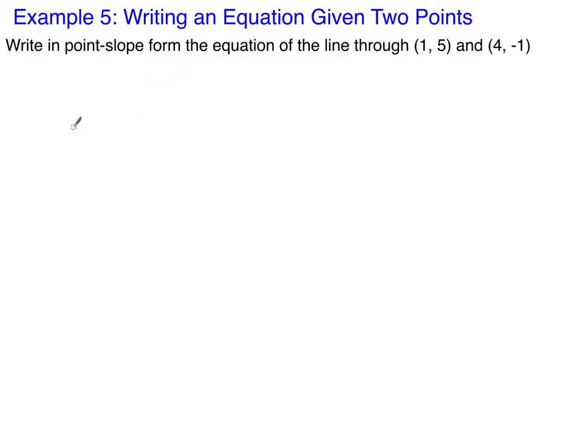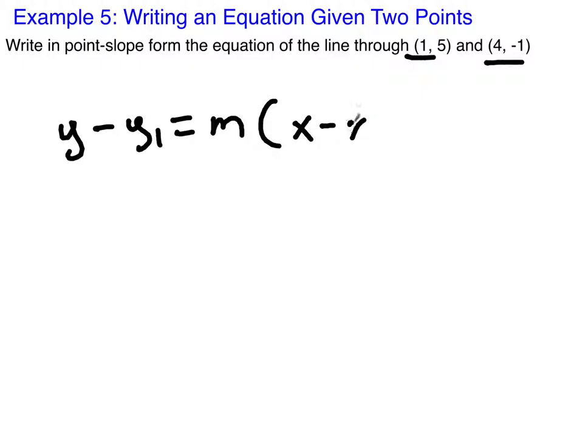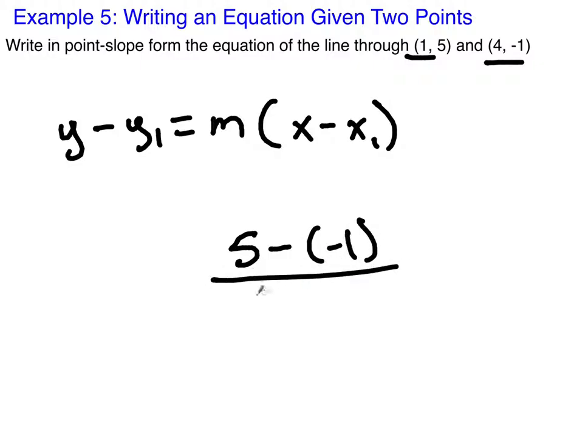Okay, so what about if you just have 2 points? What do you use? Well, we can use slope-intercept form. I mean, not slope-intercept form, point-slope form. We just got to figure out what the slope is. So let's calculate the slope from these. 5 minus negative 1 over 1 minus 4. Notice I did x1, y1 first, but it doesn't matter because the 5 and the 1 are matched up with each other. The 4 and the negative 1 are matched up with each other, so this will give me the correct answer.